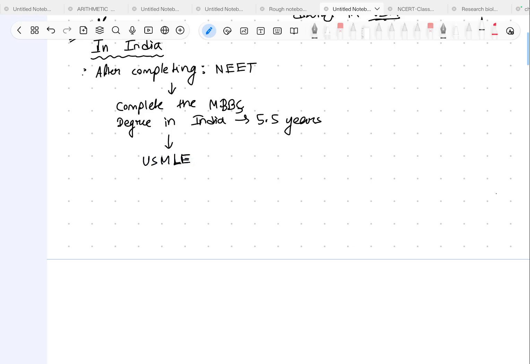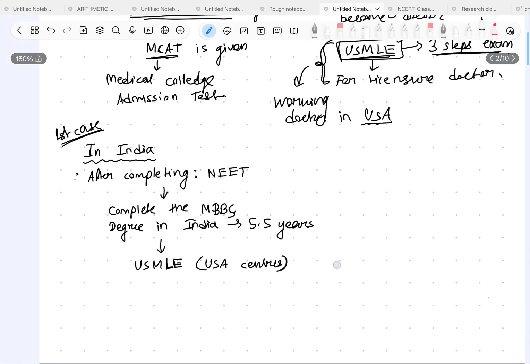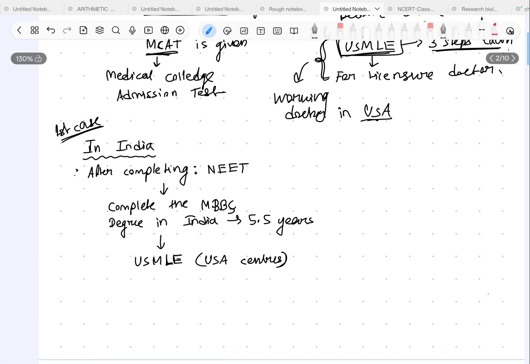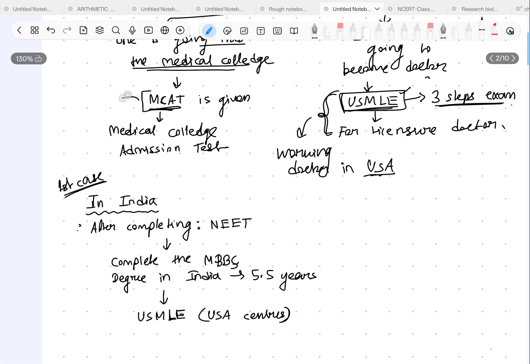The USMLE exam is basically held in many centers in the USA. And for the MCAT also, for giving this exam you have to go to nearby areas like the Thailand center, Singapore and different centers. In India the center for MCAT is not available, but in Thailand, which is nearby to our country, you can go for giving the MCAT exam.